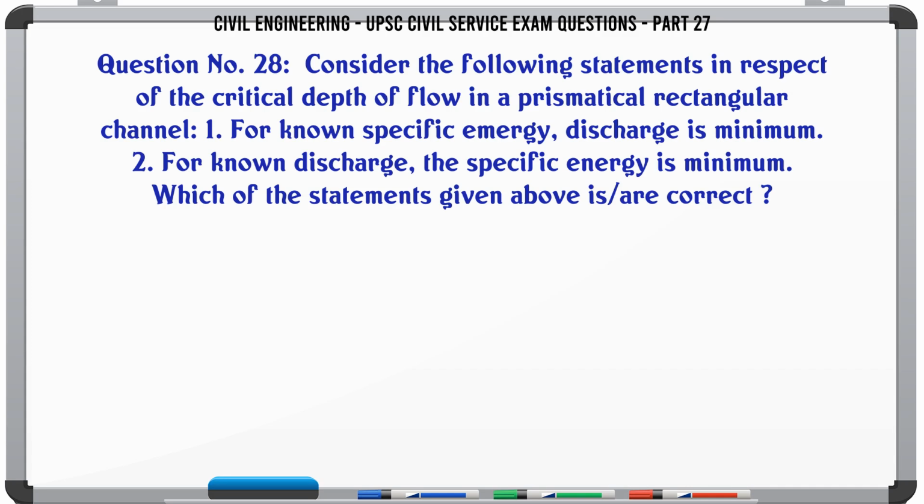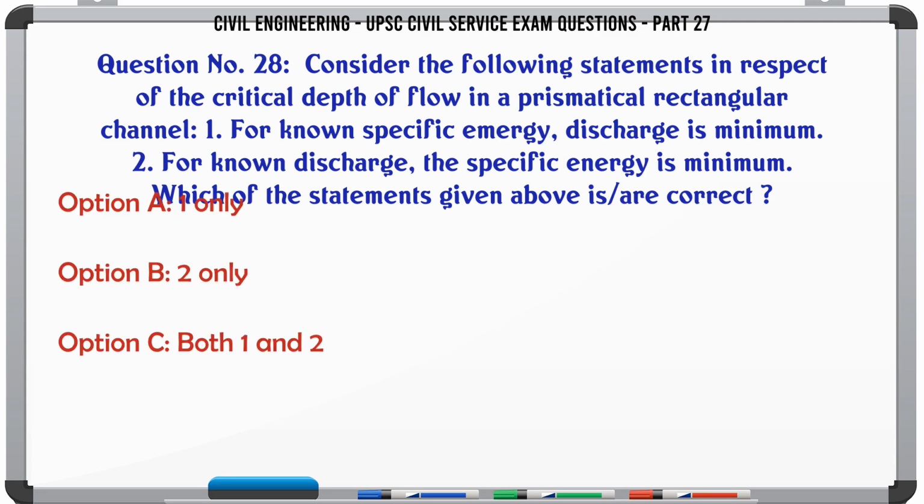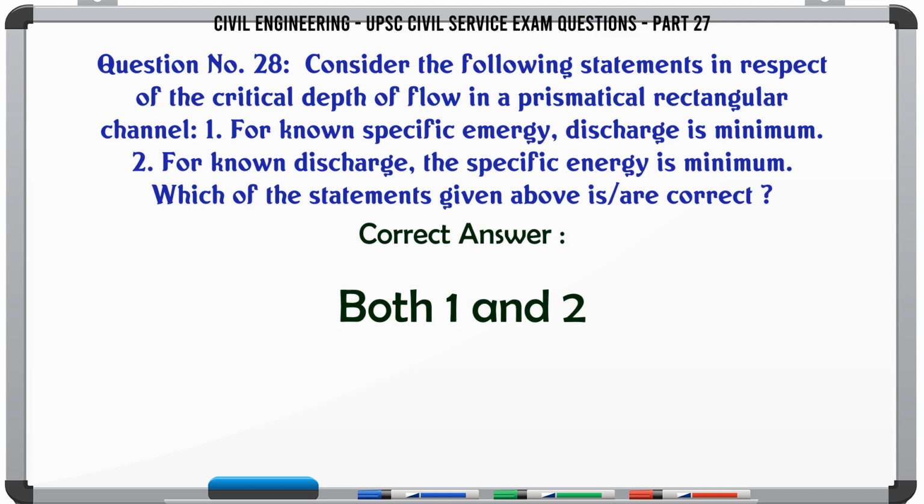Consider the following statements in respect of the critical depth of flow in a prismatic rectangular channel. 1. For known specific energy, discharge is maximum. 2. For known discharge, the specific energy is minimum. Which of the statements given above are correct? A. 1 only, B. 2 only, C. both 1 and 2, D. neither 1 nor 2. The correct answer is both 1 and 2.